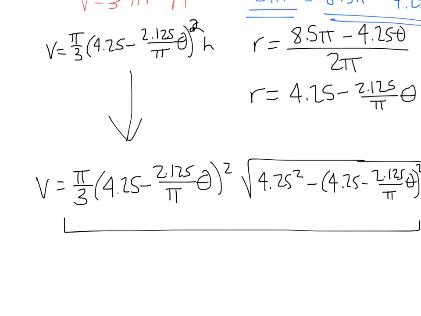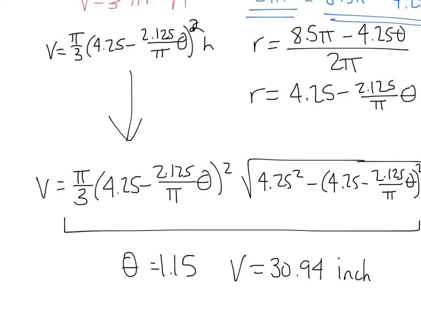The final answer was that theta needs to be equal to 1.15, and that's rounded, and the maximum volume of your cone ends up being 30.94 cubic inches. So hopefully that helped.